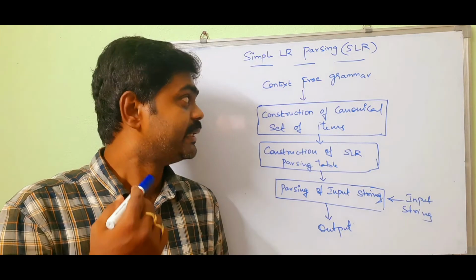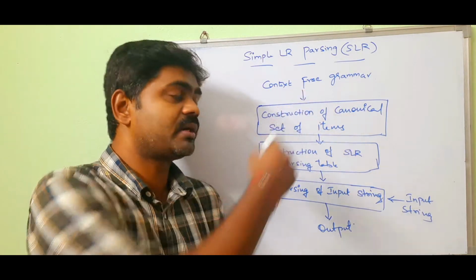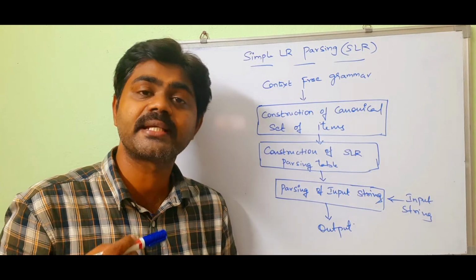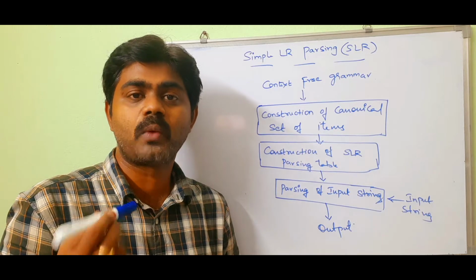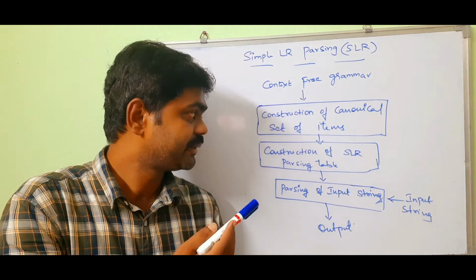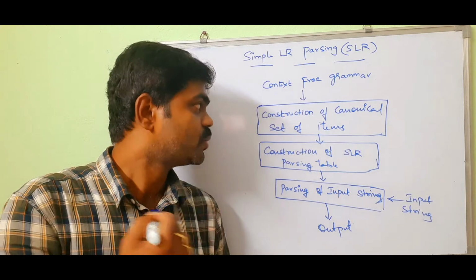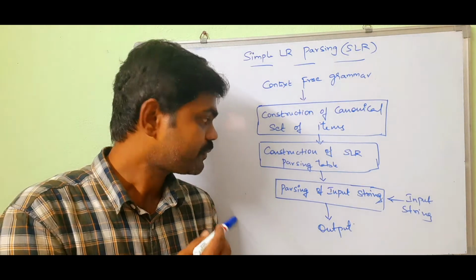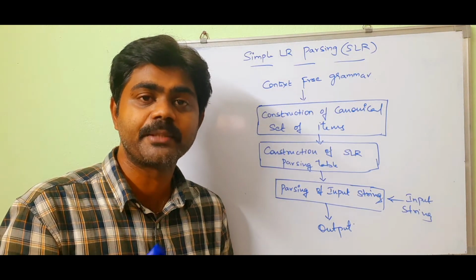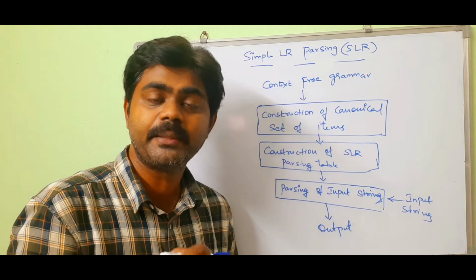If we are given a context free grammar, our input is a context free grammar, and the first thing we need to do is construction of the canonical set of items. We'll see what the canonical set of items is and how to construct it. Once that is done, we need to construct the SLR parsing table. Then we need to parse our input string, and finally show our output.